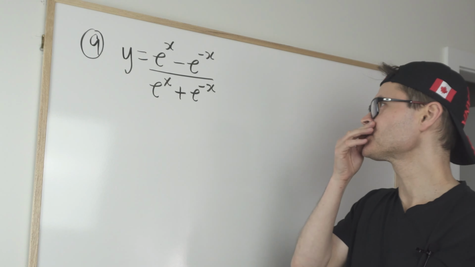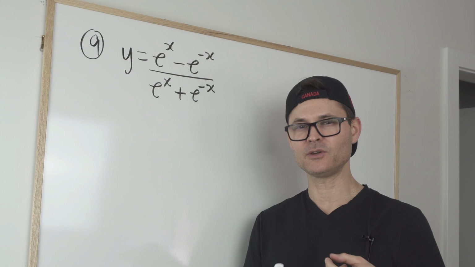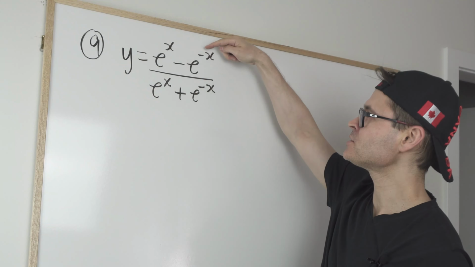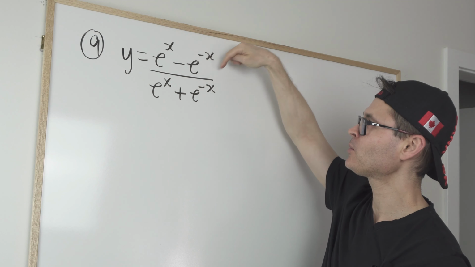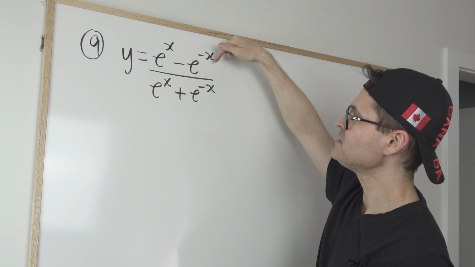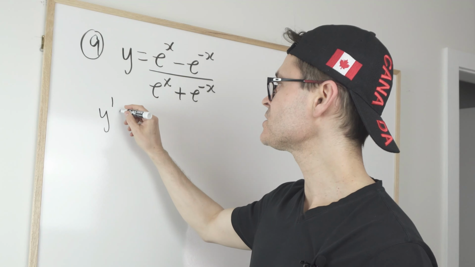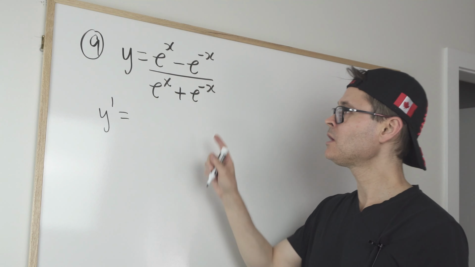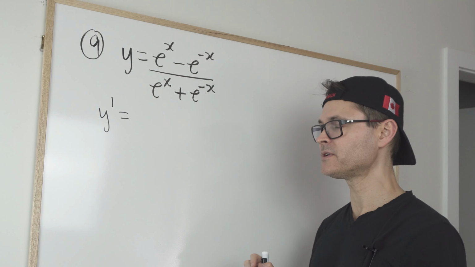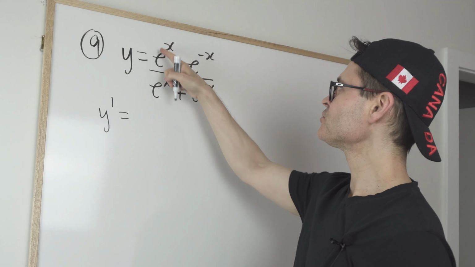Number 9, this one looks really cool. It's got all kinds of e to the x's. Do you know what the derivative of e to the x is? I know you do. It's e to the x. So let's use that. Just be aware too that when you have a power like this and it's exponential, the inside function is the exponent. So I'm going to start differentiating. This is a quotient, so I'm going to use the quotient rule. Bottom times the derivative of the top minus the top times the derivative of the bottom, all over the bottom squared.